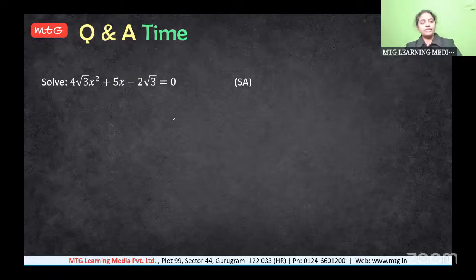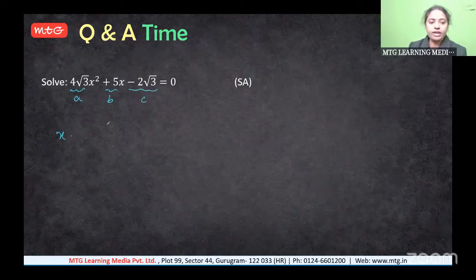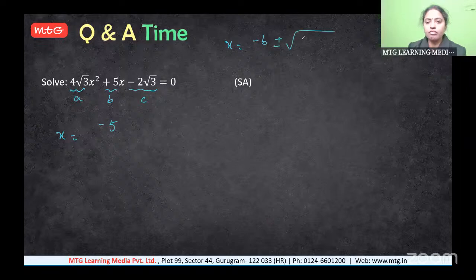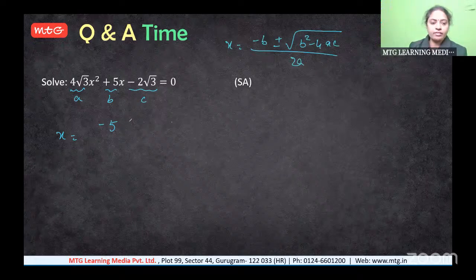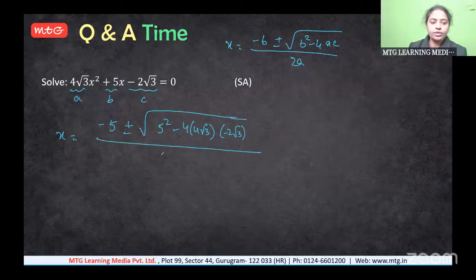Okay. So somebody has a doubt of how to solve it in formula method. So let's see that. Here, this is the A value, 5 is the B value, minus 2 root 3 is the C value. So I will replace it in the formula. My formula is minus B plus or minus root of B square minus 4AC by 2A. So B value is 5, so minus 5 plus or minus root of 5 square minus 4AC. 4 into the A value 4 root 3, C value is minus 2 root 3, divided by 2A. So 2 into 4 root 3. So when I solve it, it is minus 5 plus or minus root of 25.